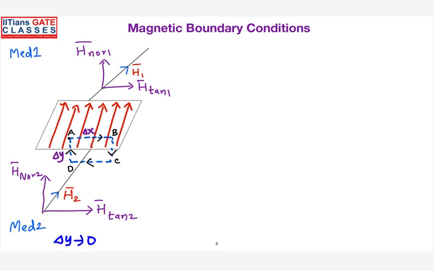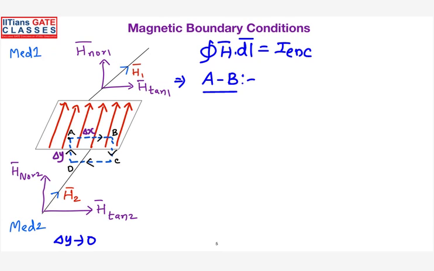In that case, what happens using Ampere's law? When you go around a closed loop, the line integral of the magnetic field intensity is equal to I enclosed. Now, let us see the line integral from A to B. When you are moving from A to B, you are moving in medium 1, so the corresponding magnetic field is nothing but H tan 1. So the magnetic field component is H tan 1 into the finite distance covered, delta x.